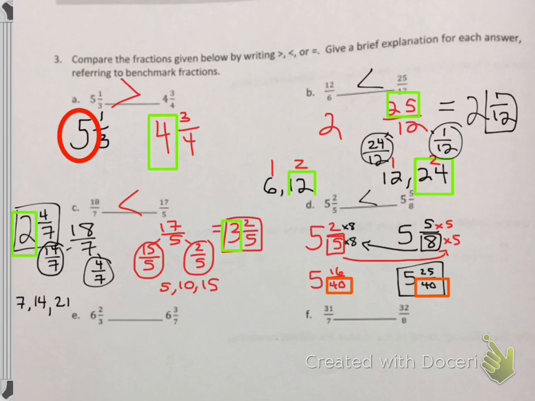All right, so we're going to do this again for E. So I want you to pause this video, and I want you to try to make common denominators for these mixed numbers to see which one is closer to the whole and which one is larger. So pause this video and do that now.